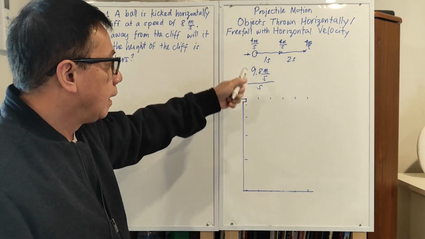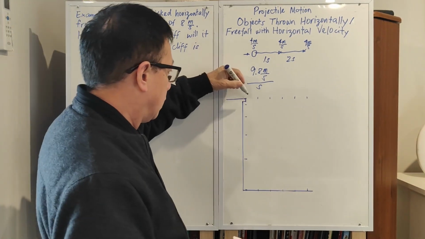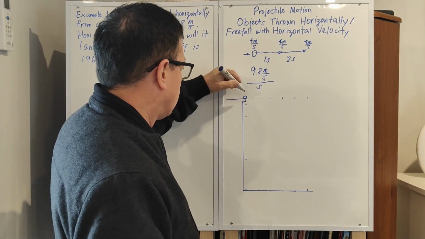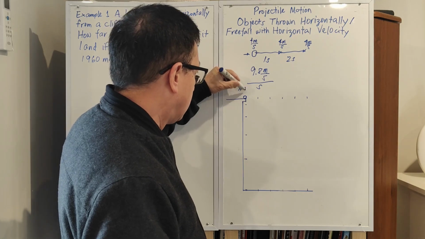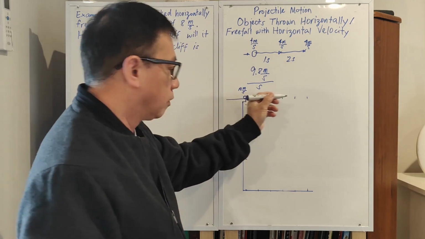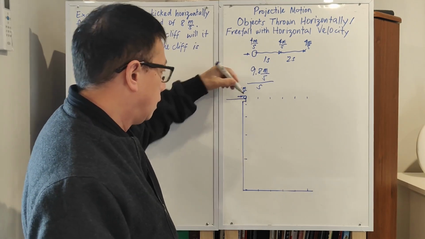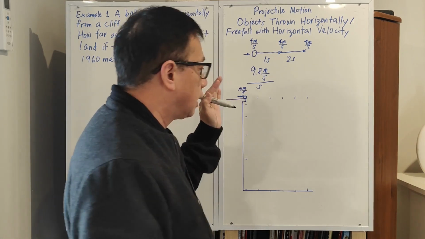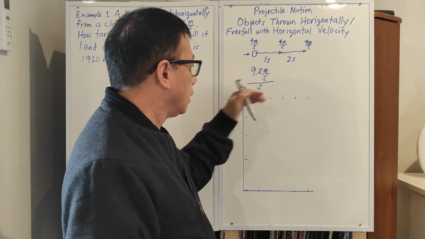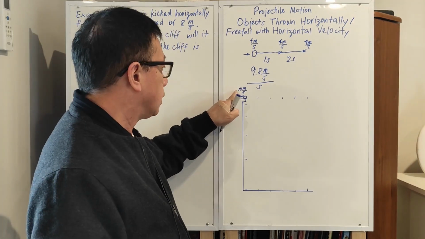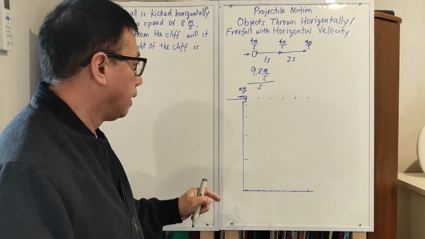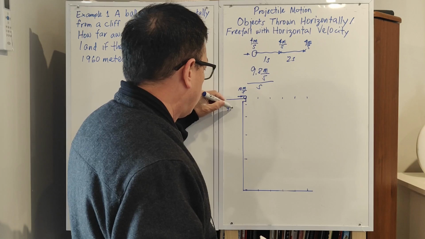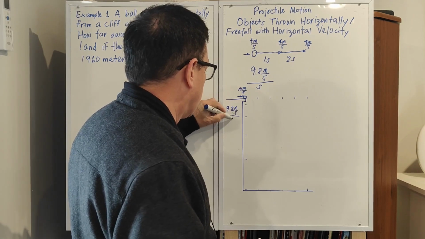Meaning, for example, if you have an object here, you throw it away at 10 meters per second to the right, it will be constantly going horizontally at a constant velocity of 10 meters per second. But at the same time, it will be falling at the rate of 9.8 meters per second per second.